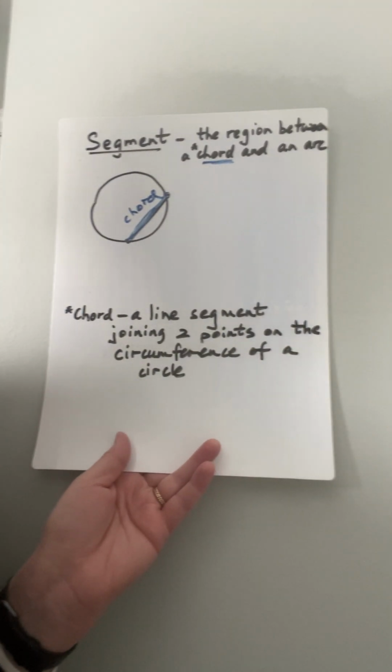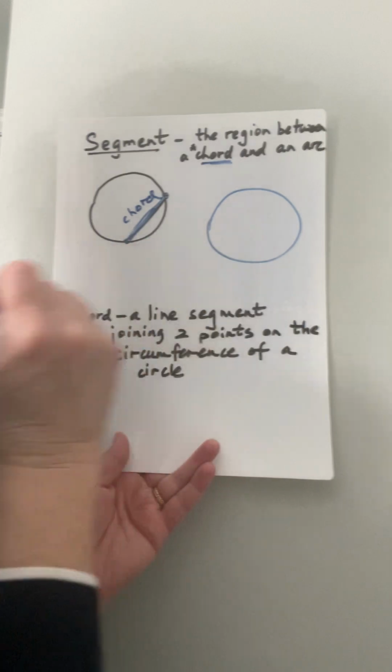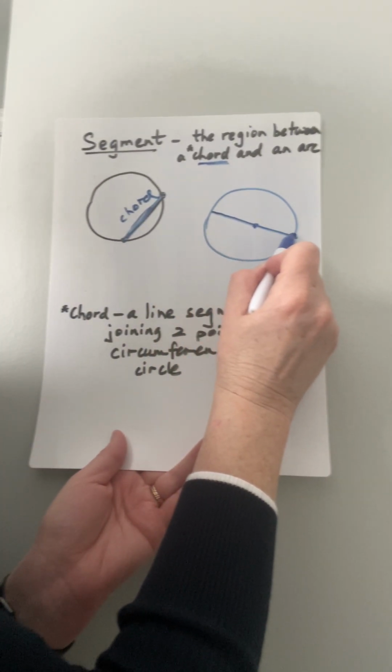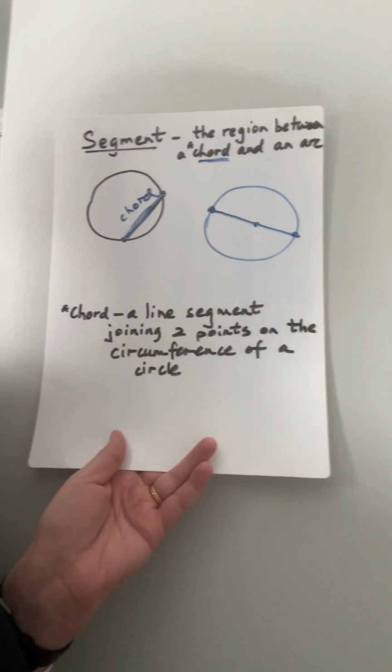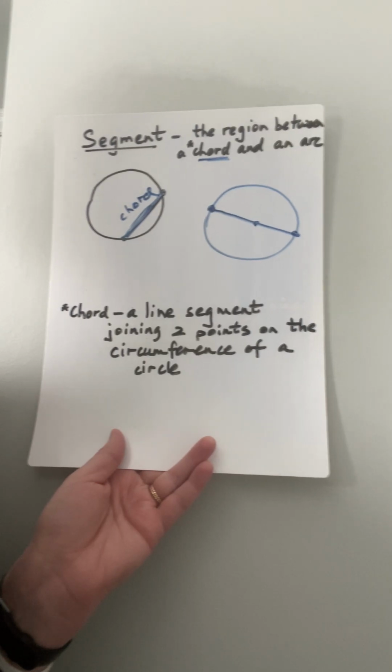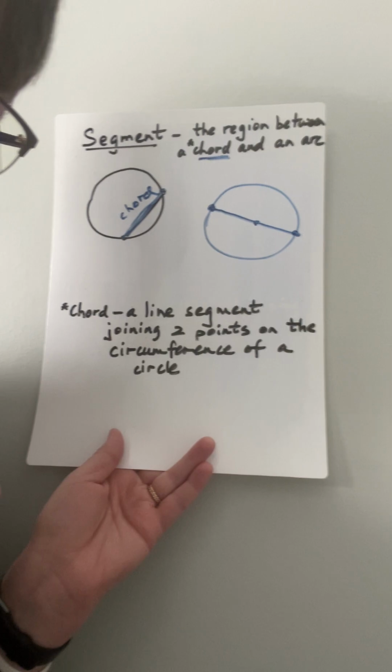All right, so a chord again can be any size. If it goes directly through the middle of a circle, that chord is called the diameter, isn't it? Okay, and the diameter would split that circle in half. But a chord can be anywhere, joining 2 points on the circumference of a circle.